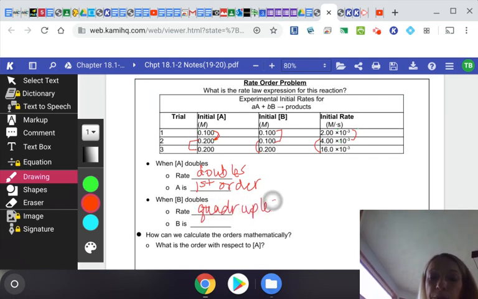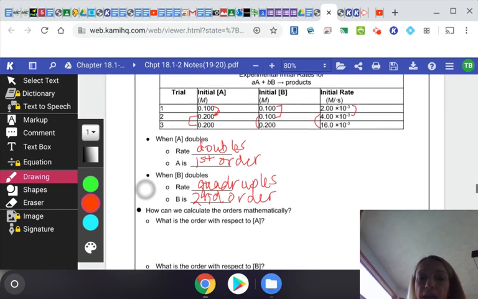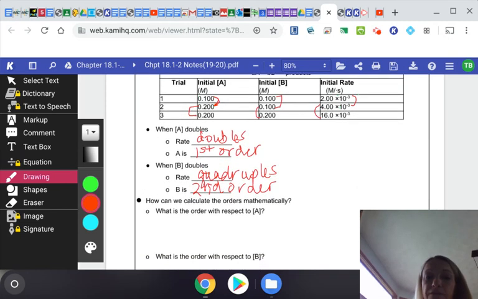And because it quadruples when the rate was doubled, that means we have a second order with respect to B. So how can we figure this stuff out mathematically? If I'm going to look at doing A, it's going to be pretty much the same idea as I said before. We have to make sure that B is held constant, and then we're going to divide the concentration of A, but we're going to take trial 2 divided by trial 1.